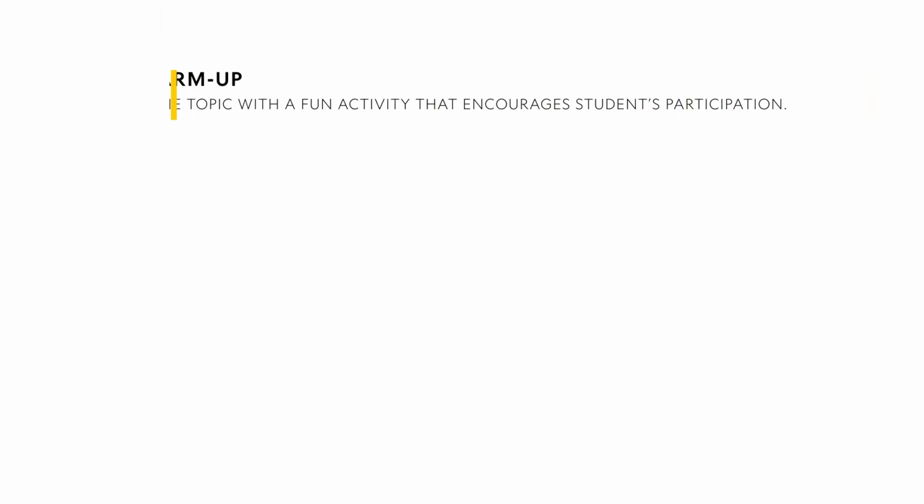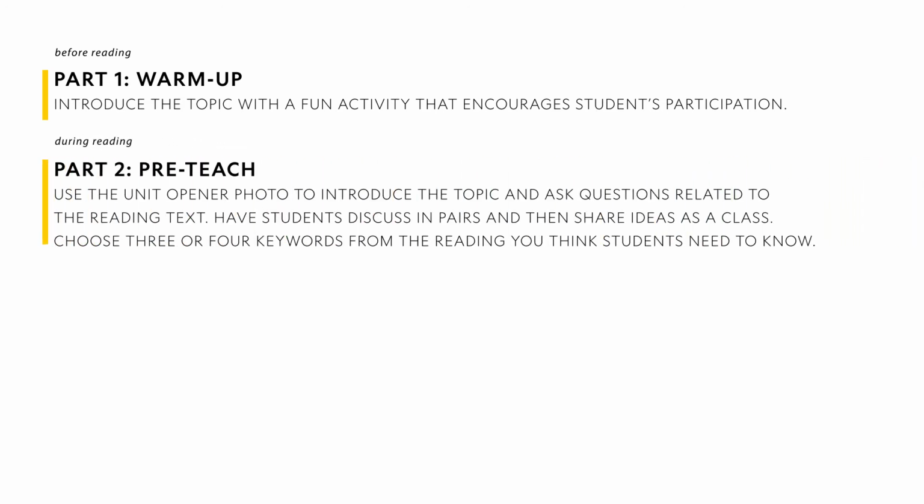Let's do a quick recap of what we saw in the video. Before the lesson, introduce the topic with a fun activity. Then, use the big photo on the reading page to introduce the topic and ask questions related to the text. Have students discuss in pairs, then share ideas as a class. Choose 3 or 4 key words from the reading you think students need to know. Make sure the words you choose are important for comprehension or relate to the main idea. Use the photo in the student's book and engage students to check understanding.